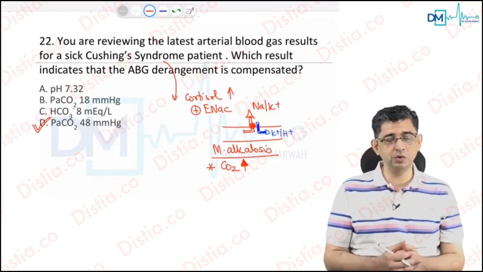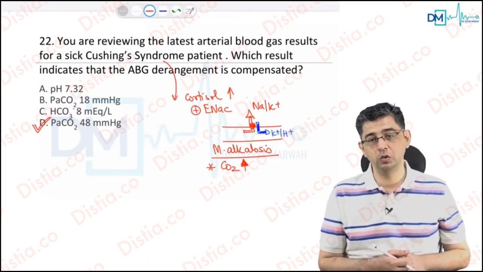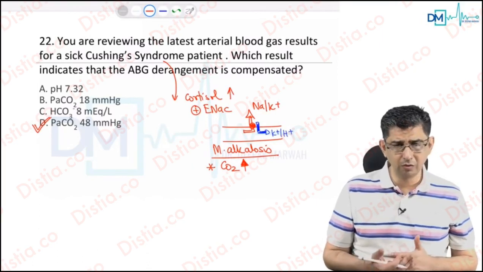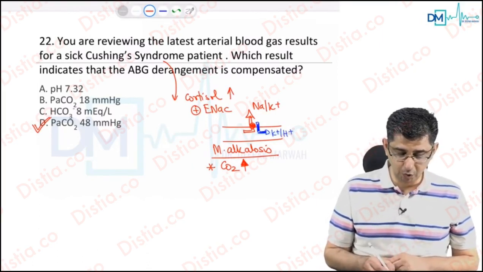This is actually a 2-step question, I would say, guys. One, he expects you to know what the derangement is, and second, he wants you to know what the compensation of it is. So I think it's a 2-step process, not too much effort to do in the final exam. Answer to 22 is D.